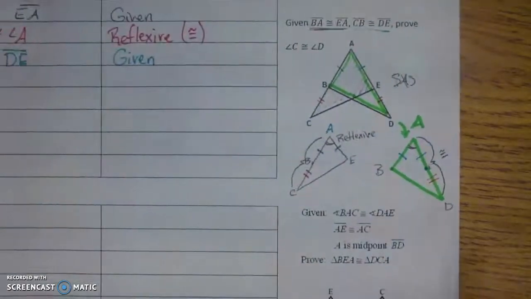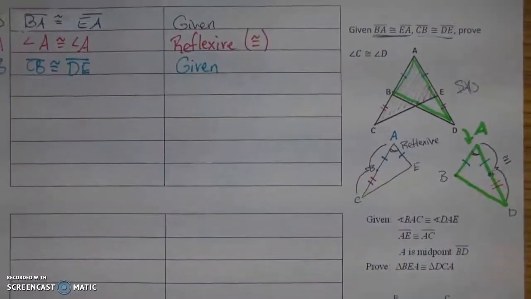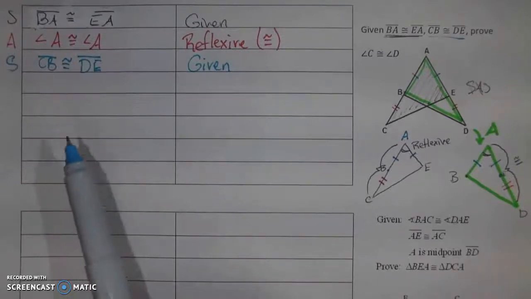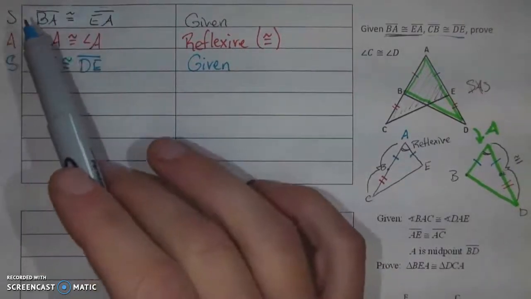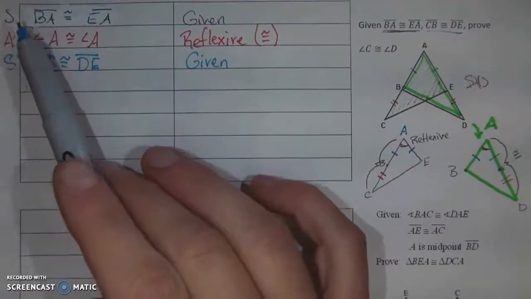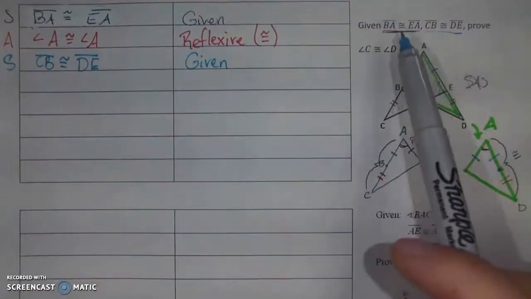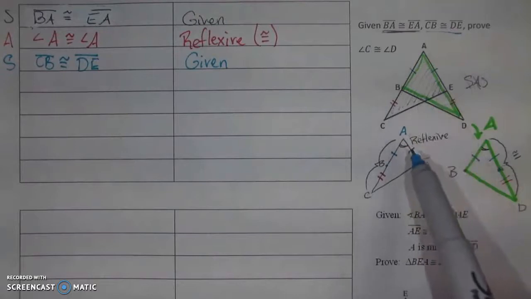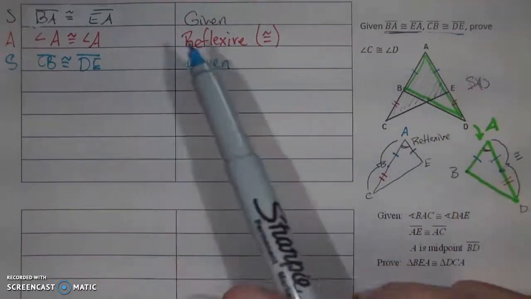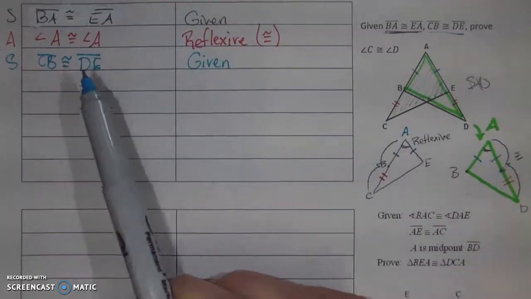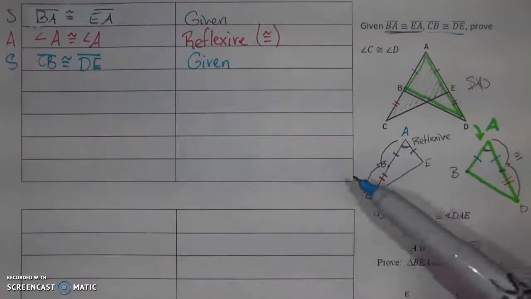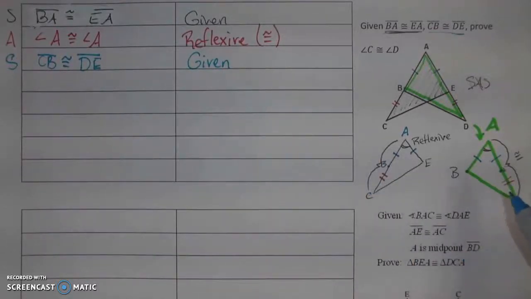Now I'm going to go ahead and fill out my givens first. And because I'm doing side angle side, I'm going to be really careful checking that I have the full side congruent. So I started with this first given side, BA is congruent to EA, and that takes care of that first side. I have put in my angle because that's a pretty nice, easy one. I've marked in that they are reflexive, it's shared. And then I started my second side, CB, and that is congruent to DE.